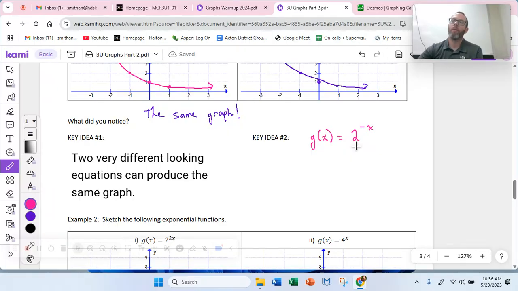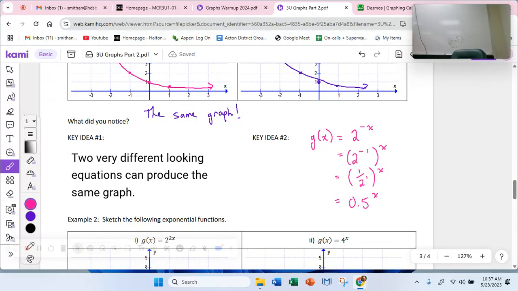This one is fairly quick. We're going to use our exponent laws in reverse. I'm going to write this as 2 to the power of negative 1, all to the power of x. That's just how our power of a power rule works from grade 9. Negative 1 times x is negative x. But you now know what you knew in grade 10, and we reviewed this: 2 to the power of negative 1 is just 1 over 2 to the power of positive 1, i.e. 0.5. We have shown, algebraically, that these two graphs are the exact same in every way.